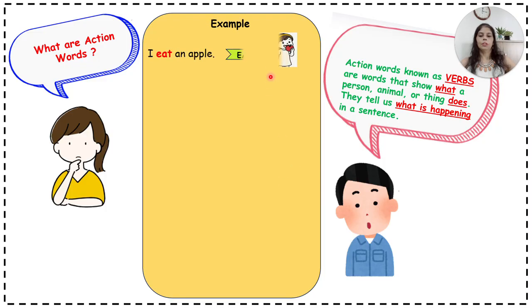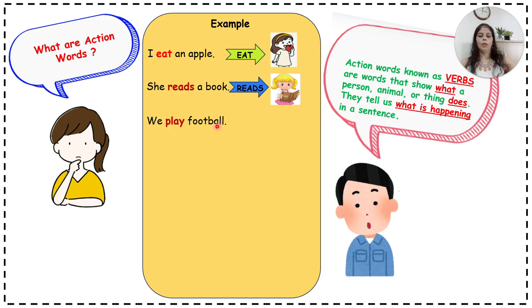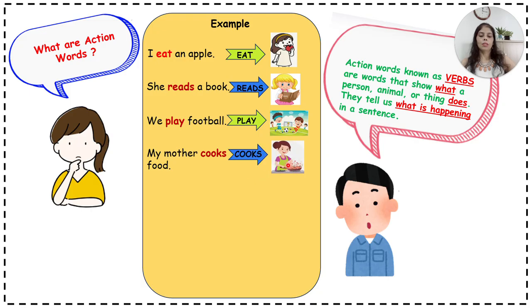I eat an apple. So this girl is eating an apple. So we know what action is being done, what action is being taken. Eat. She reads a book. This girl is reading a book. We play football. So these boys are playing football. That is the action. My mother cooks food. So the mother is cooking a food. Cooks is the action word, or you can say verb.